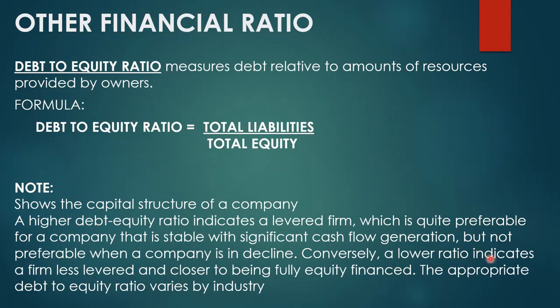Conversely, a lower ratio indicates a firm is less levered and closer to being fully equity financed. The appropriate debt to equity ratio varies by industry. So kapag mababa daw yung debt to equity ratio, makikita natin na yung capital structure ng company is more leaning to equity. Meaning, it is more financed by equity rather than financed by debt. Now, the appropriate debt to equity ratio varies by industry. So, nakadepende yan sa kung anong industry that the company belongs.